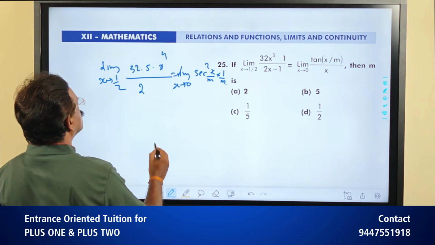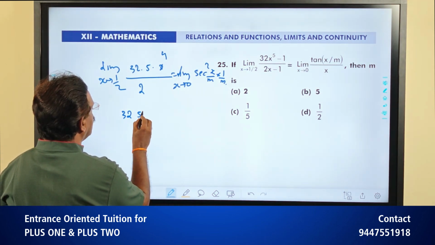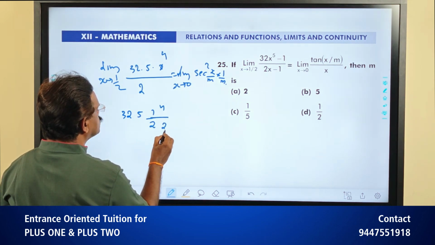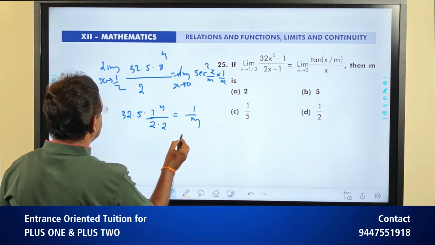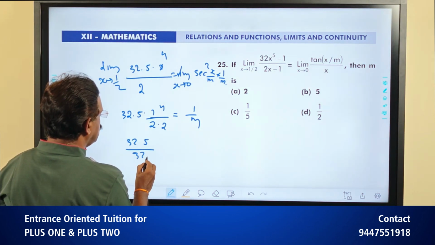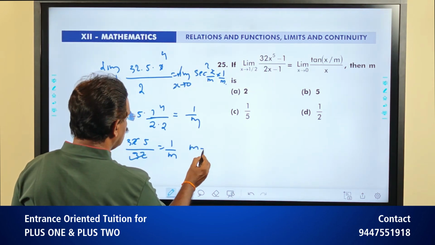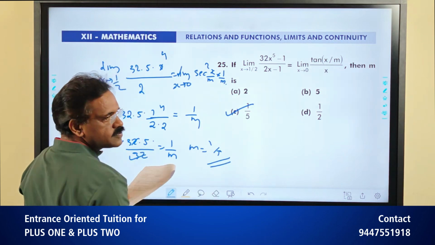Understood? Now put x equal to 1 by 2. So this is 32 times 5 times 1 by 2 raised to 4. Already 1 by 2 is there, equal to, when you apply x here it will be 1. So it will be 32 times 5 by 32 equal to 1 by m, or otherwise m is equal to 1 by 5, which is given by choice C.